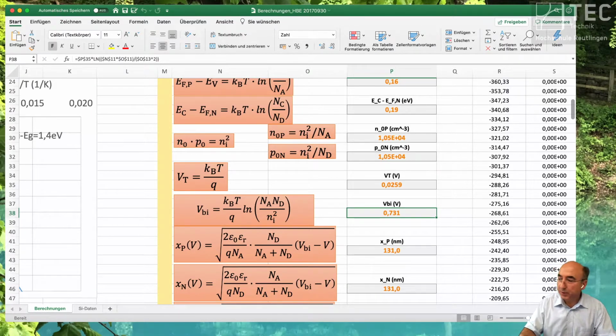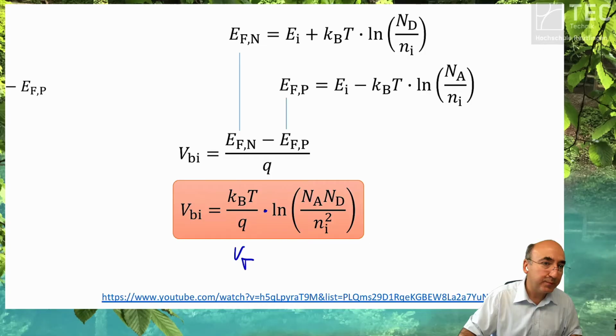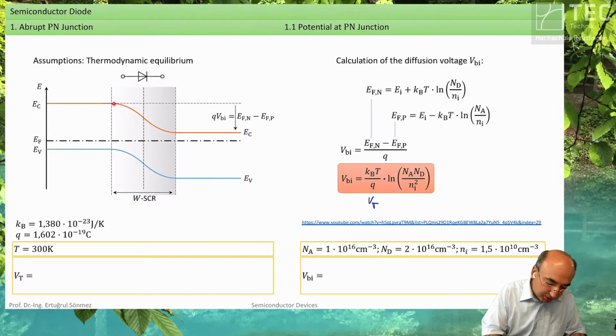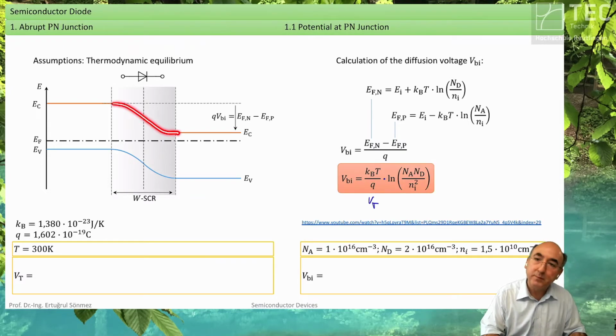This voltage you can't measure outside the diode. This voltage represents, now I'm switching back to my slides, just this banding caused by the space charges here and here.